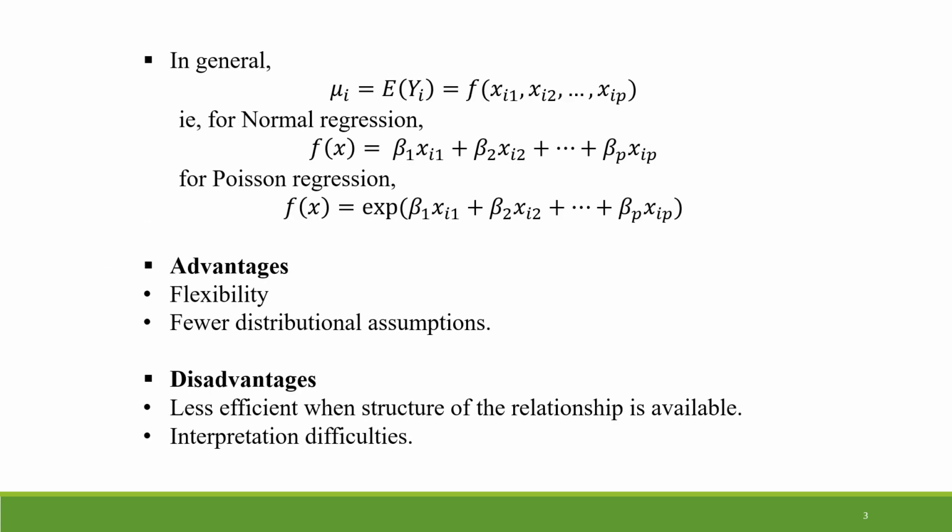In general, in non-parametric regression, we can say that the mean mu y, equal to the expectation of yi, is a function f of xi. Some examples are given below. The normal regression and the Poisson regression are expressed as the mean function. That is, the f of x is given here.